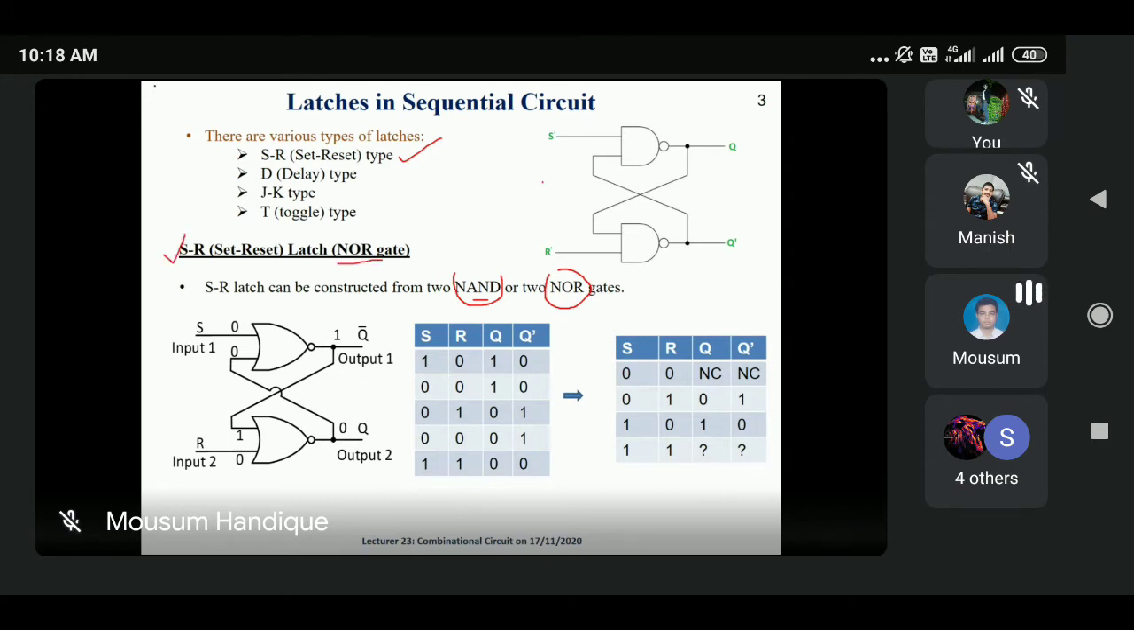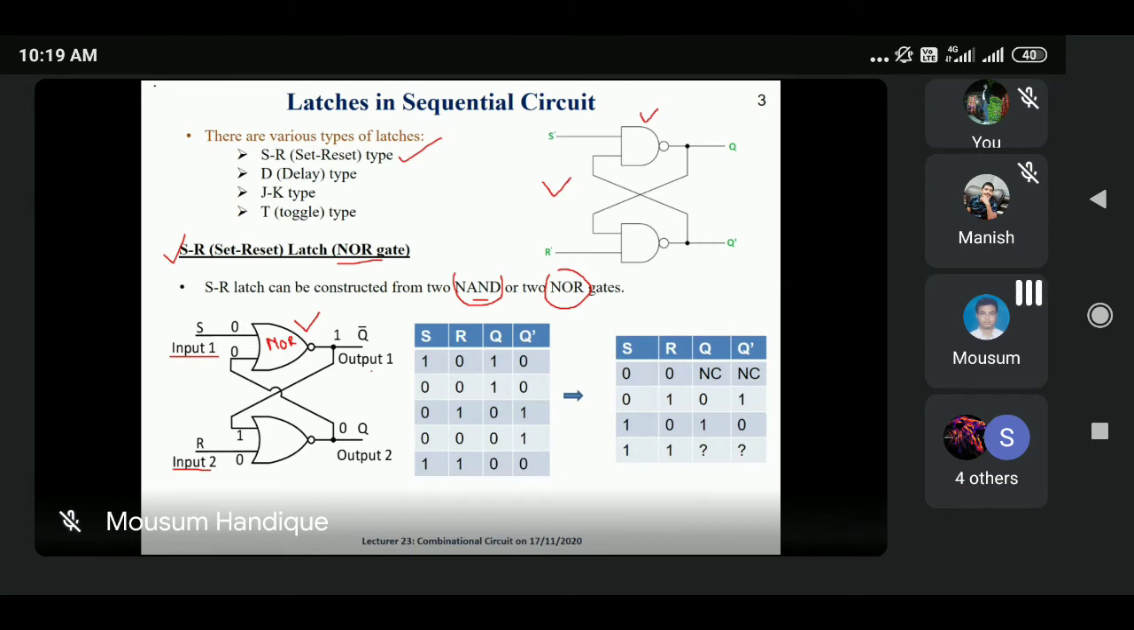Okay. See here, this particular SR latch we are designing with the help of NOR gates, and this particular SR latch we are designing with NAND gates. This one is a NAND gate, this one is a NAND gate, and this one is a NOR gate. See here, S means set and R means reset. So two inputs we are using. S is one input and R is the other input. So I am writing here input 1 and input 2. And this one is the NOR gate. You remember, I think.